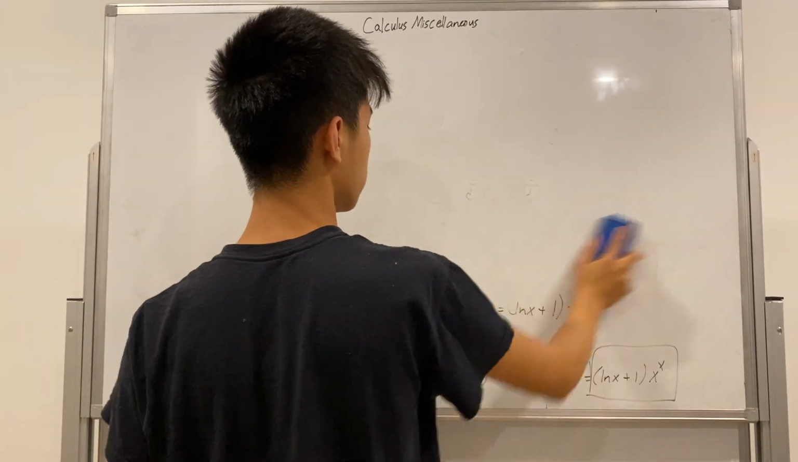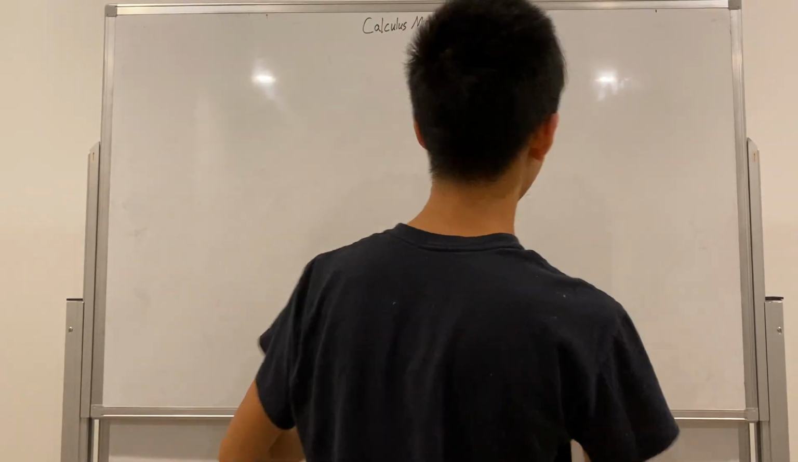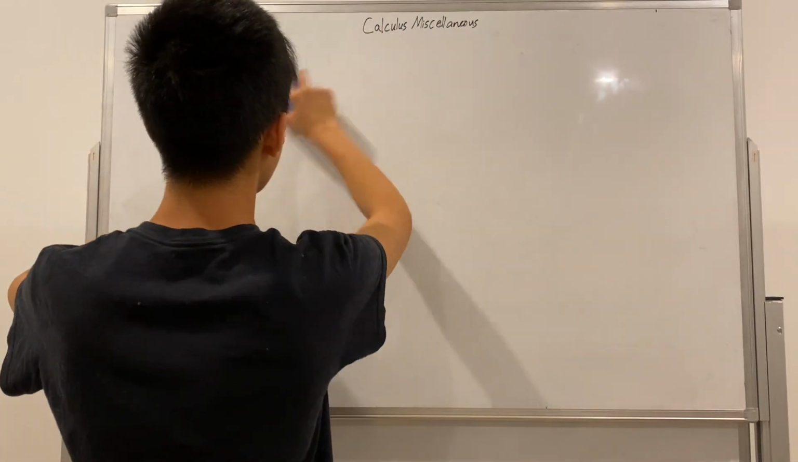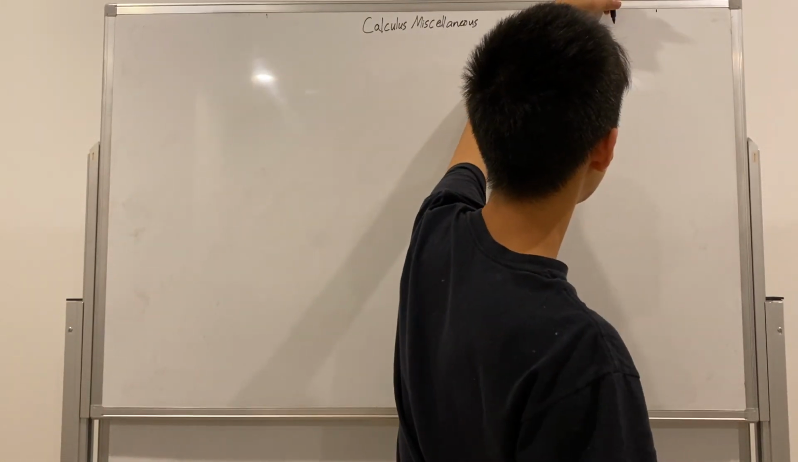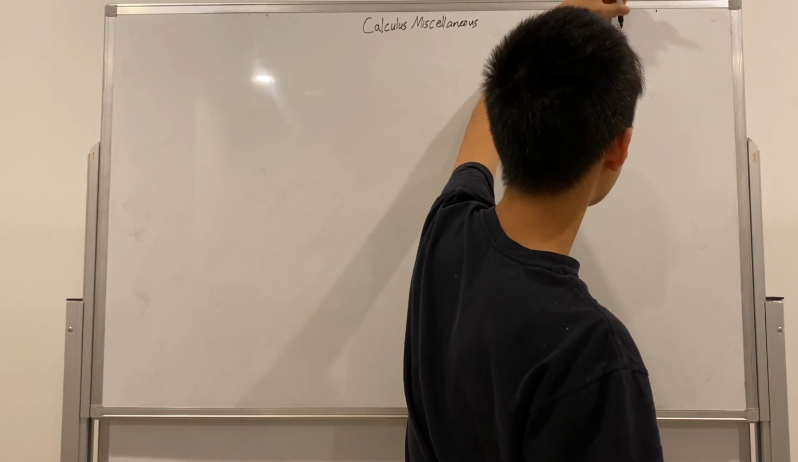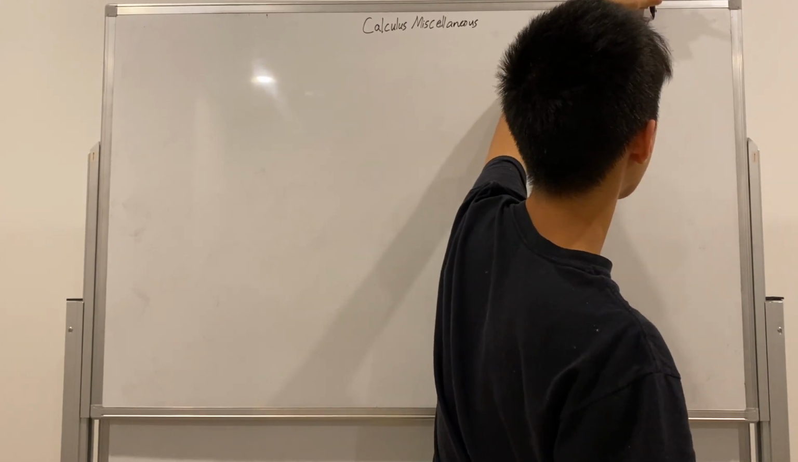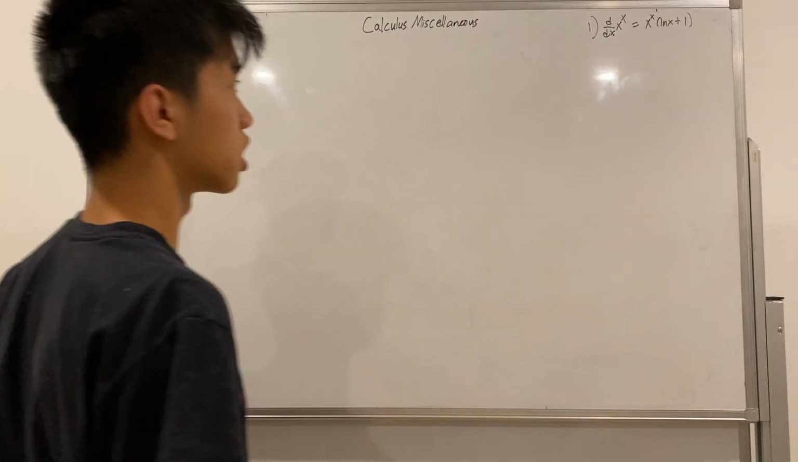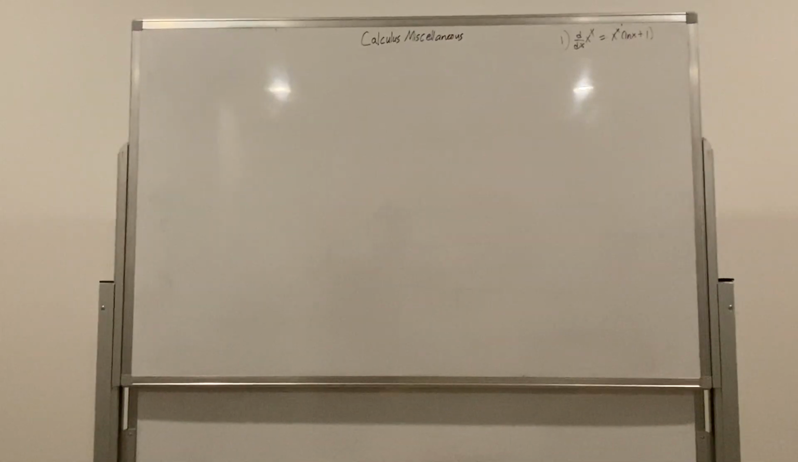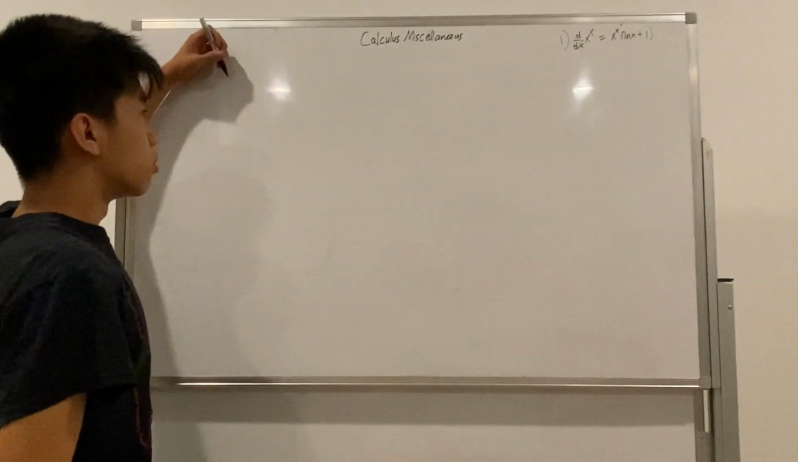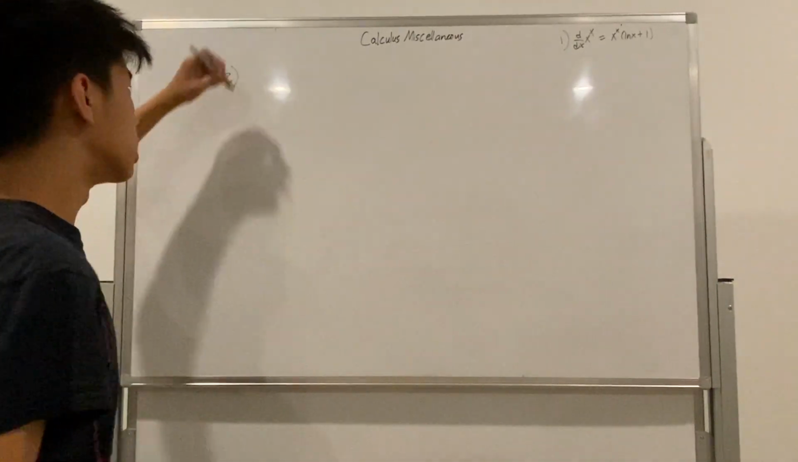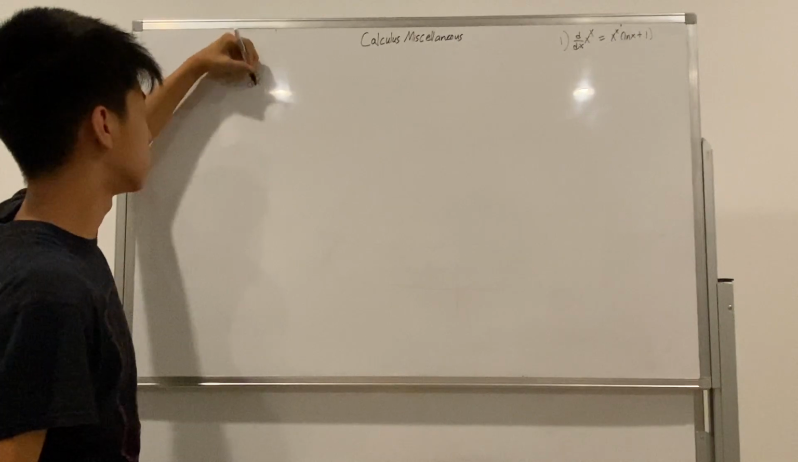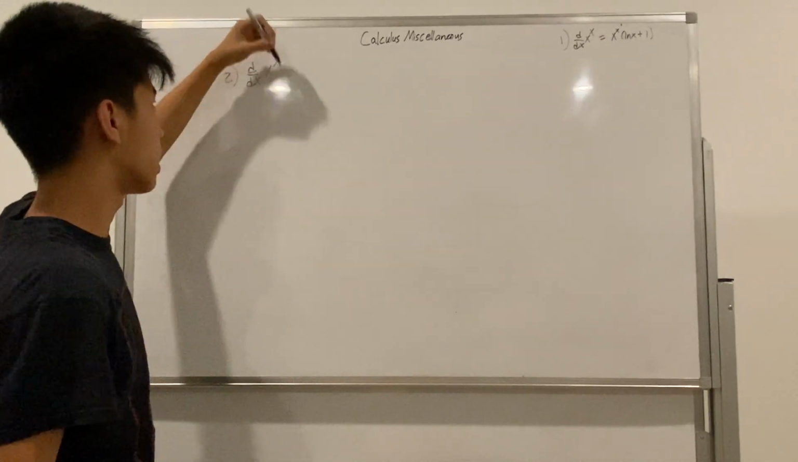And before we do that, I'm going to keep the answer from problem 1 up here. So problem 1, the derivative of x to the x is equal to x to the x times (ln x plus 1). We're going to keep that in mind. And now we're going to move on to the next problem, which is taking the derivative of x to the x to the x.